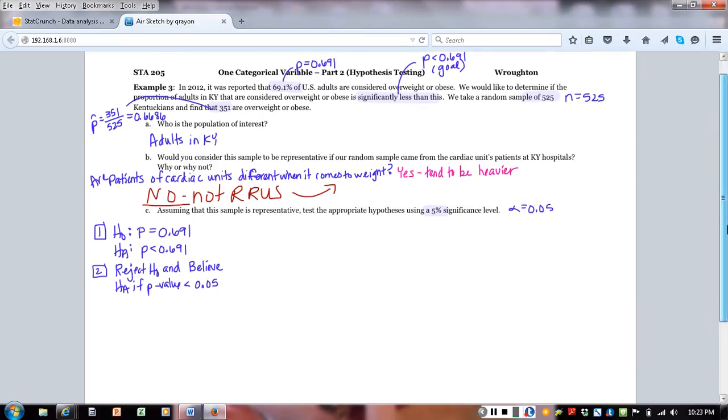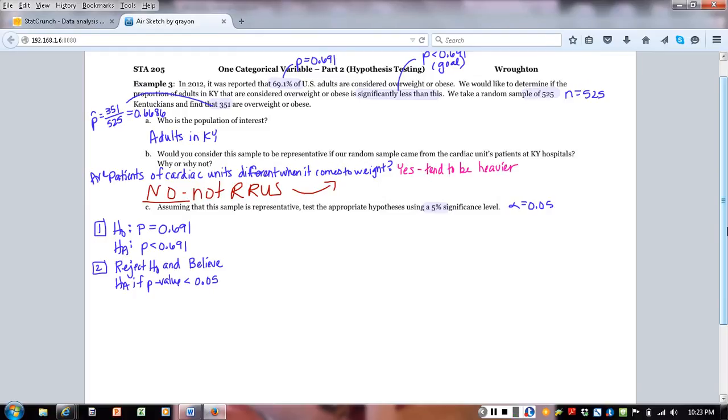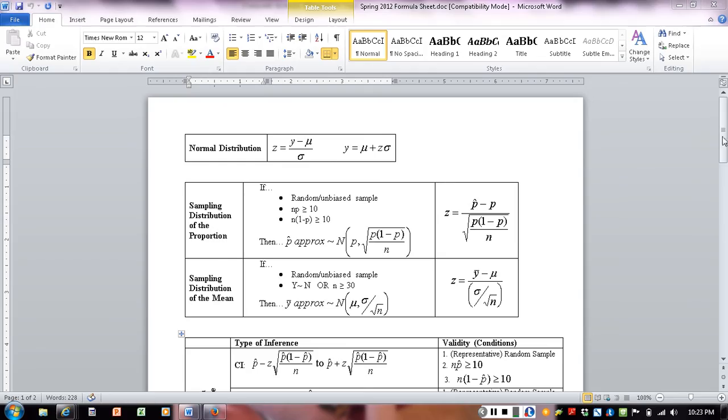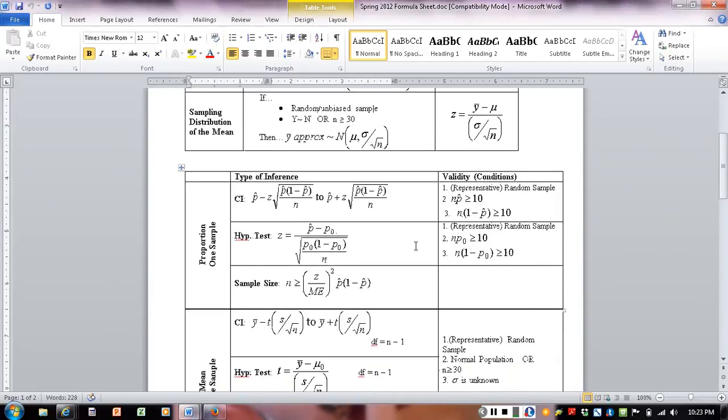All right, step 3 starts with our conditions. Now, as a reminder, conditions are always on your formula sheet. So let me pull up the formula sheet real quick. So here's our formula sheet. I'm going to scroll down here just a little bit. So we're in this proportion 1 sample because we're still working with categorical data. Proportions always for categorical data. We're doing a hypothesis test, so this is going to be the row that I'm going to be in. So here are my conditions. Here's going to be my test statistic. That's also part of step 3. So here again is just the list of my conditions.